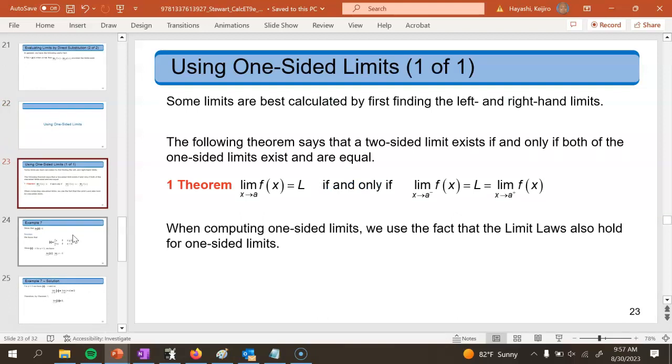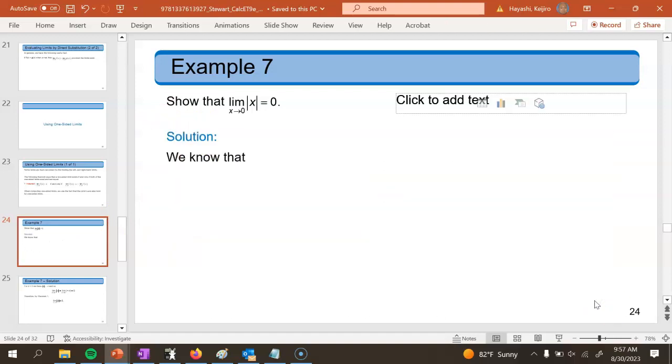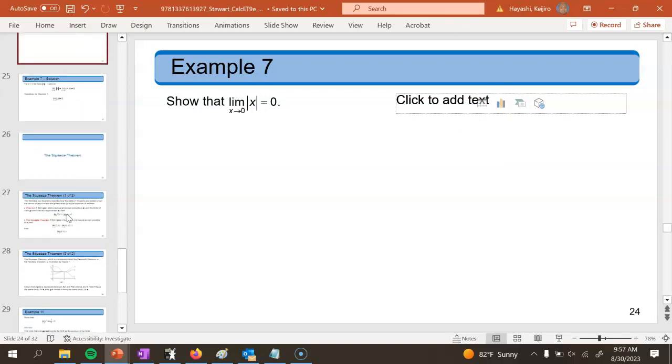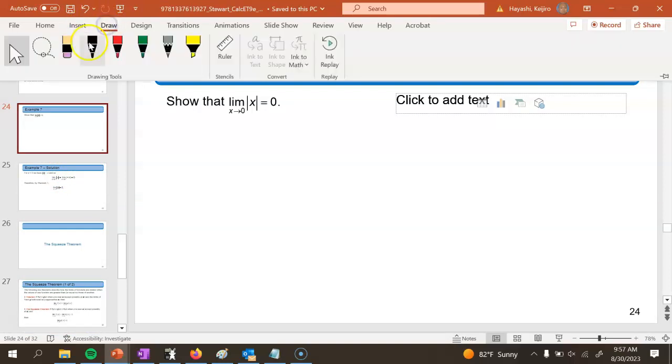Right. Limit only exists if both exist. Squeeze theorem. Maybe we can skip the squeeze theorem. It'll depend on what's on the homework.